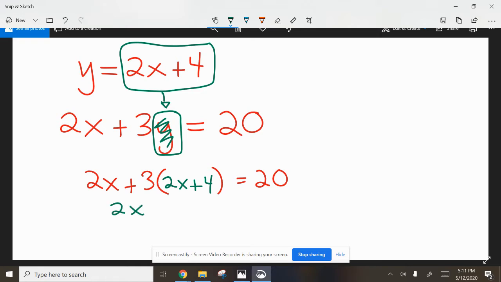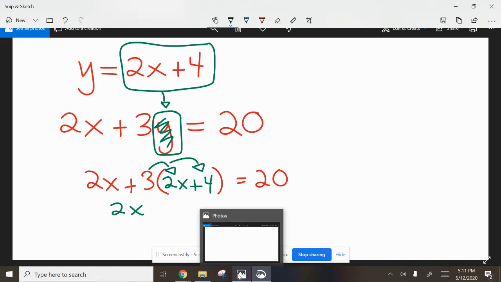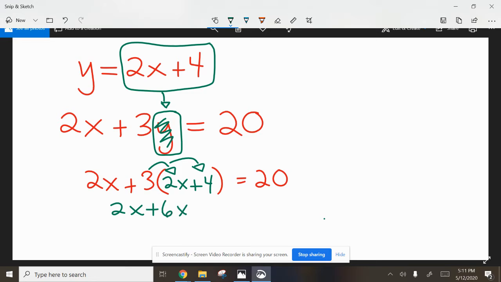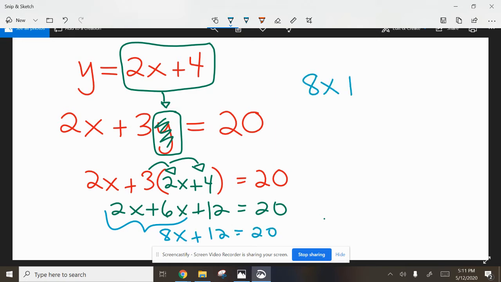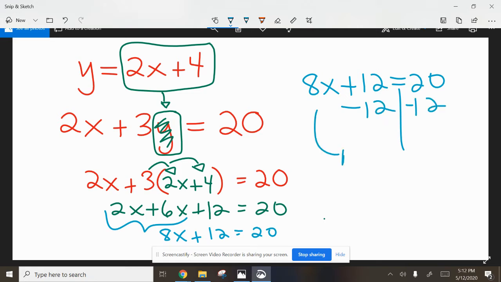All right? So I have 2x still here. I'm going to go ahead and distribute this term into both these other terms. I'm going to have plus 6x plus 12 equals 20. Now you've got to have your equation skills come into play. If I combine like terms, I have 8x plus 12 equals 20. Now go ahead and subtract 12 from both sides, and now you have 8x equals 8.